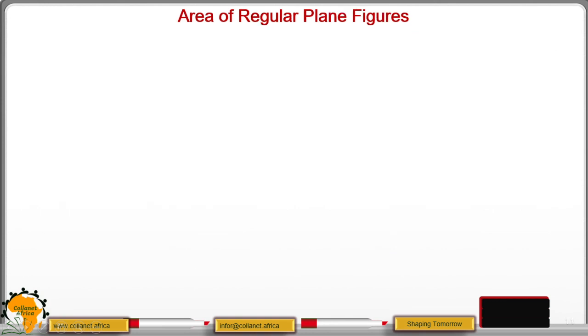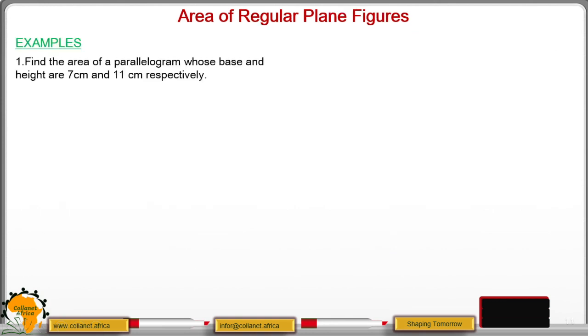After that, we have now an example, or several examples here. Find the area of a parallelogram whose base and height are 7 and 11 respectively. We proceed as follows. We've seen from our derivation of the formula that the area of a parallelogram is base times height. So you just need to get the value of base and then height, you multiply, and you get that the area of this parallelogram is equivalent to 77 centimeters squared.